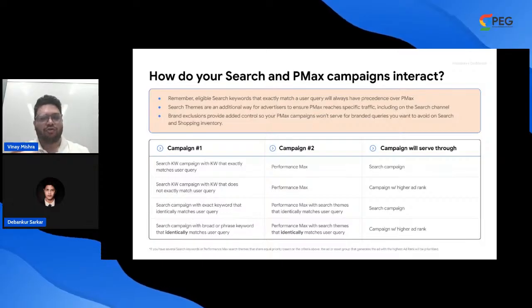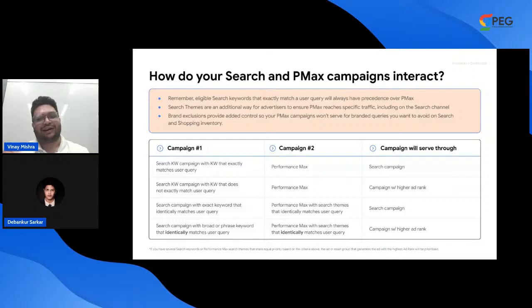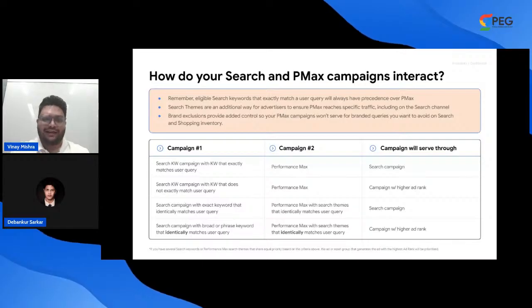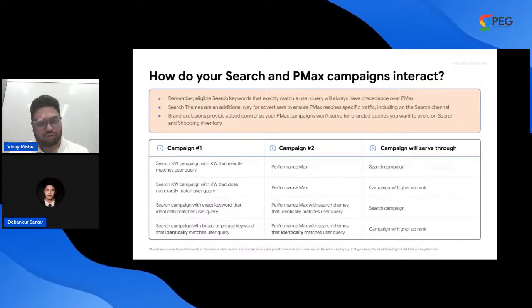In this case, you also have a Performance Max campaign with search themes that are identically matching the user query. So in this case, since there is an exact keyword which is identically matching the user query, the search campaign will go through the auction.